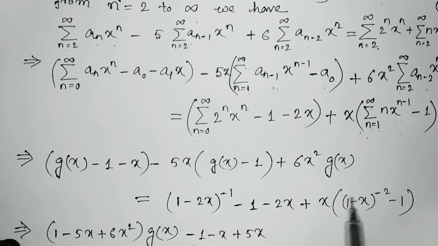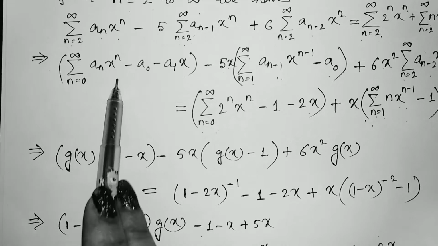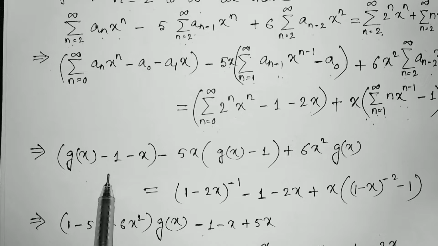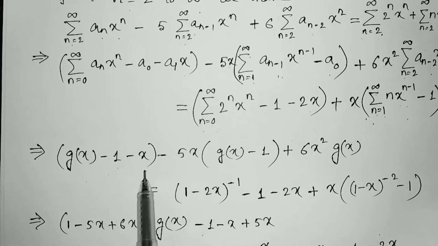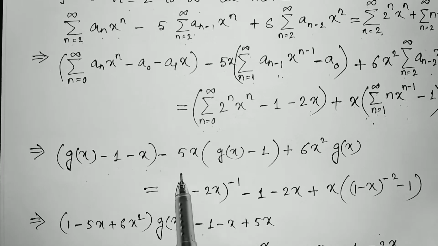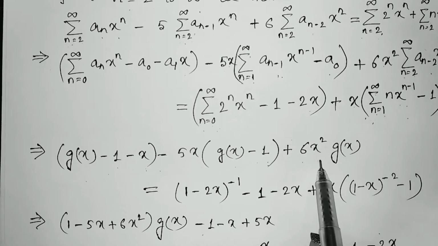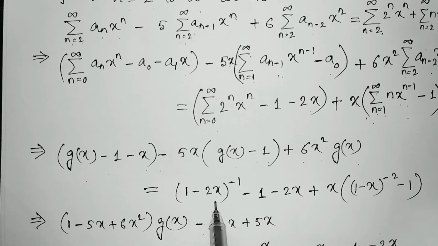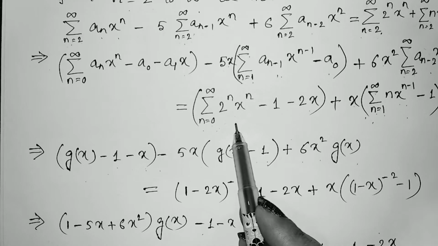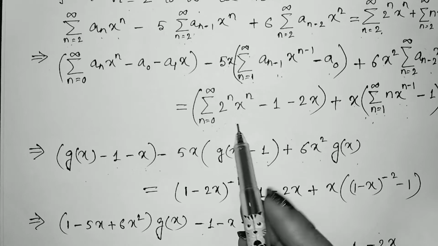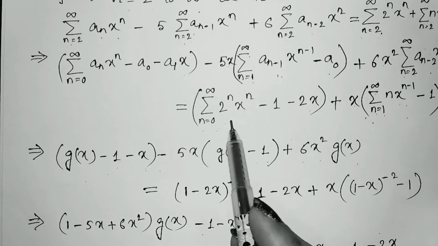So after summation we will get this one. Now we write down, instead of summation of n from 0 to infinity a_n x to the power n, it is g(x). So g(x) minus 1 minus x, because a0 equals 1 and a1 is also 1, then minus 5x times g(x) minus 1 because a0 is 1, then plus 6x squared g(x), then this one is equal to, we should write this from the generating function table, which you will find in lecture number 13, where you will find the generating function method. One table is given there.